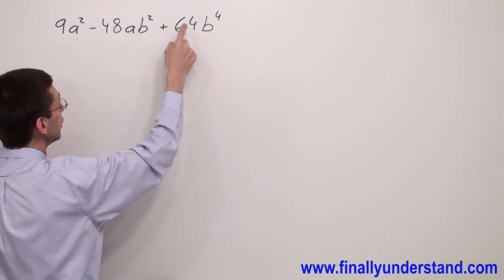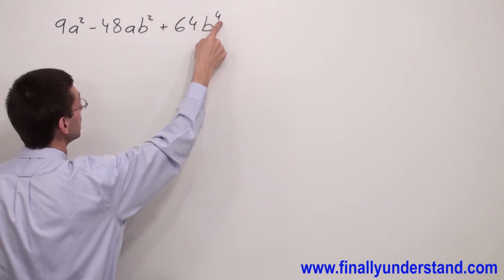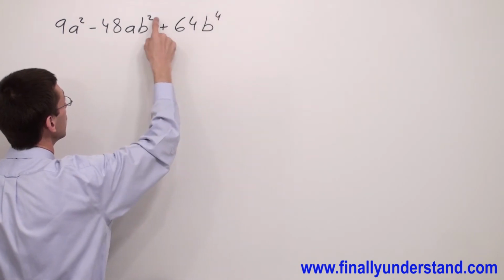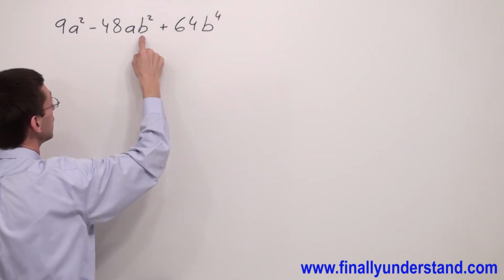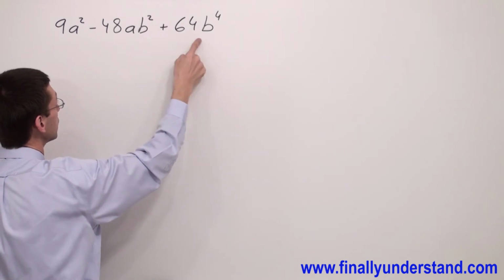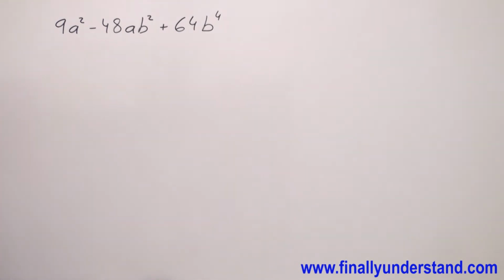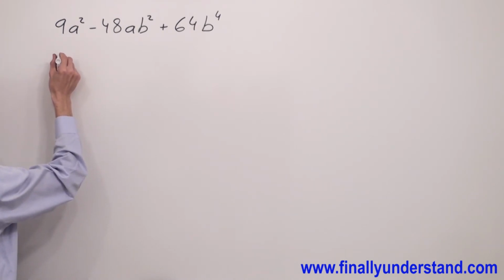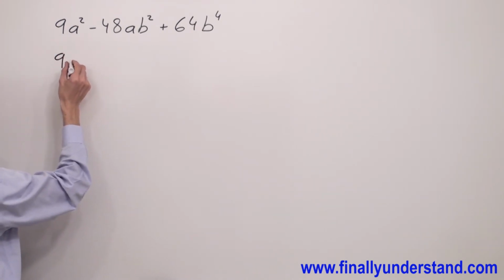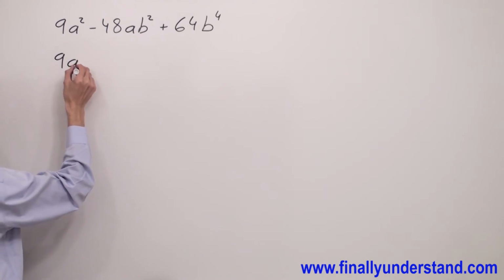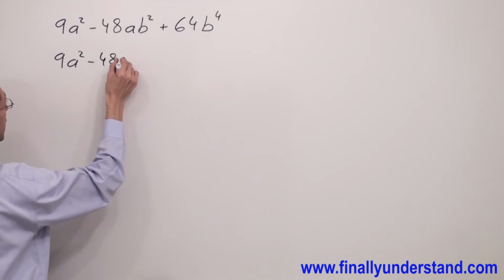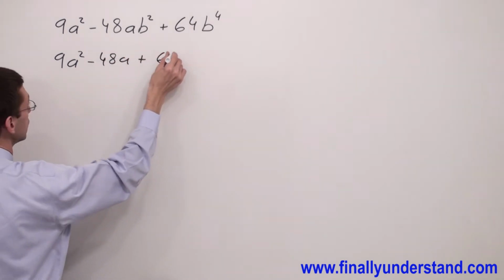Anytime you have an exponent in the third term which is twice the exponent in the second term, you can forget about these b's for a moment and simply rewrite the expression without b's. So my quadratic trinomial is going to look like this: 9a squared minus 48a plus 64.